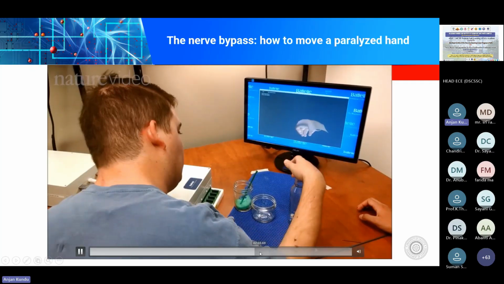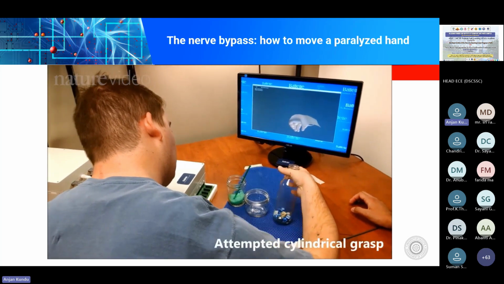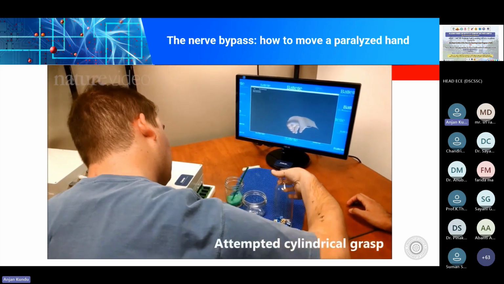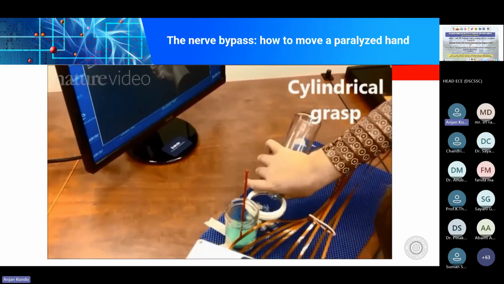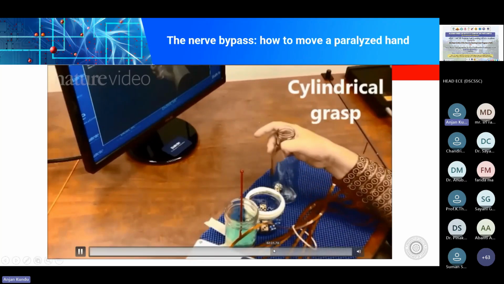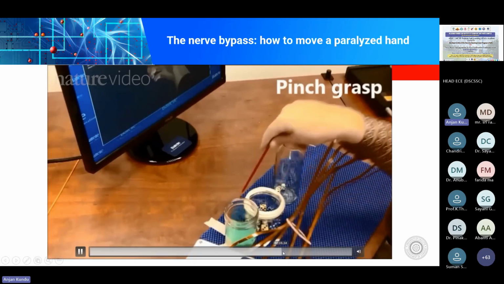Without the use of the system and the technology, Ian is not able to grasp objects. But once we connect the system and turn it on, Ian is actually able to open and close his hand. He is also able to pick up smaller objects.